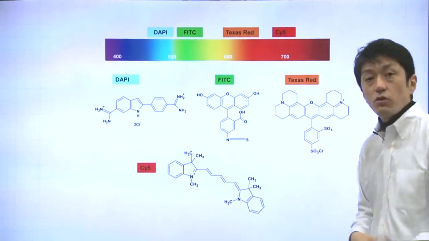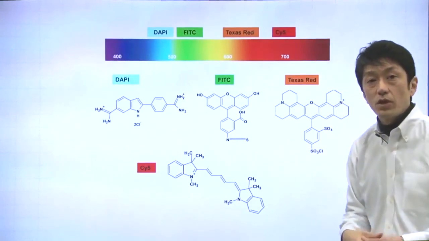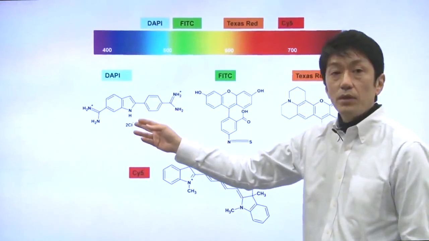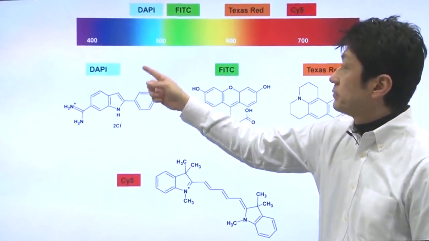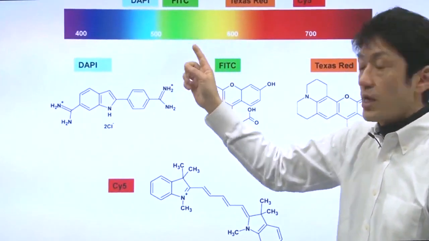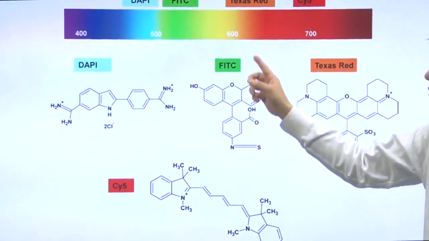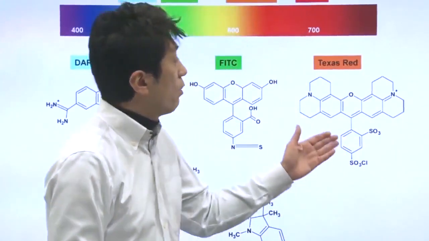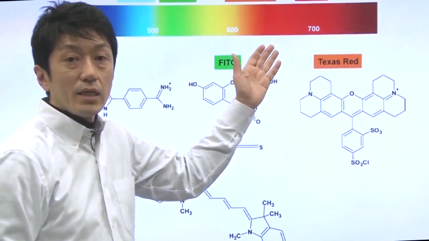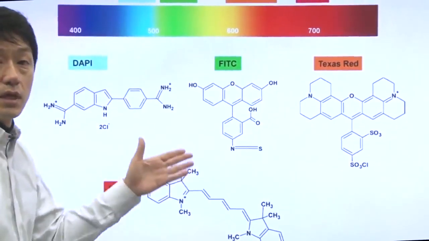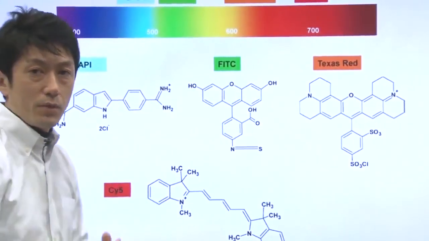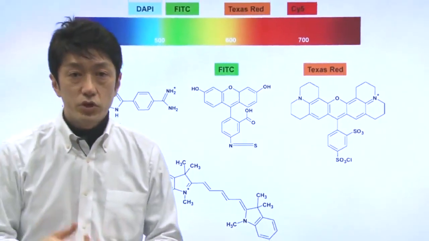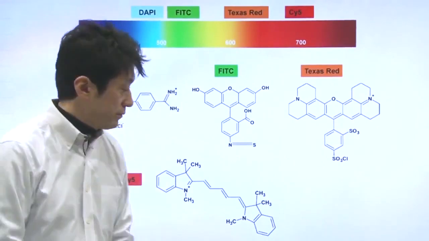These are the structures of well-known fluorescent compounds which emit visible light. DAPI emits blue light. The fluorescein emits green light. Texas red emits orange light, and Cy5 emits a red light. A number of fluorescent molecules are quite useful in cell biology. I will show you two examples.